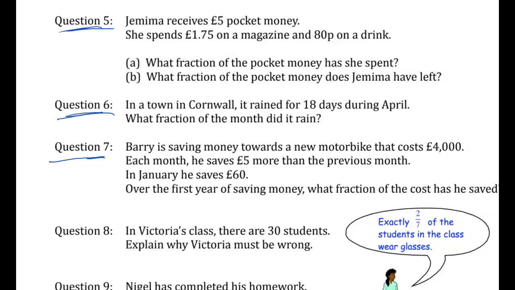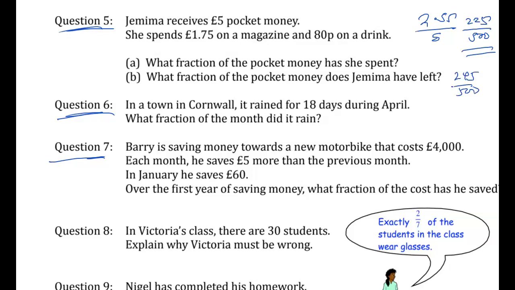The first one, let's do the first one together. So Yemen received £5 pocket money. She spent £1.75 on a magazine and 80p on a drink. What is the fraction of the pocket money she spent? So that means £1.75 plus 80p, that's going to give you £2.55 over 5. So you can say 255 over 500. Then the second one, what fraction of the pocket money does she have left? So 5 minus that gives you 245. It's going to be 245 over 500.